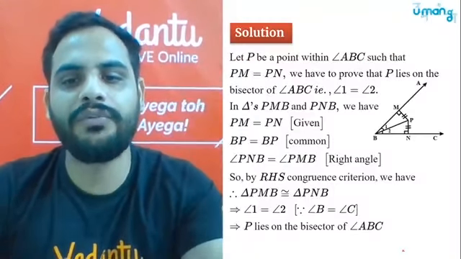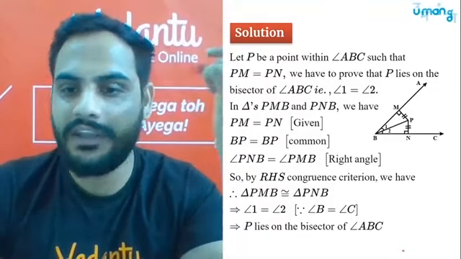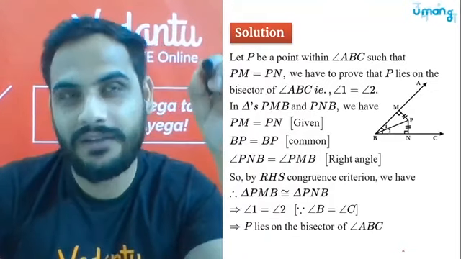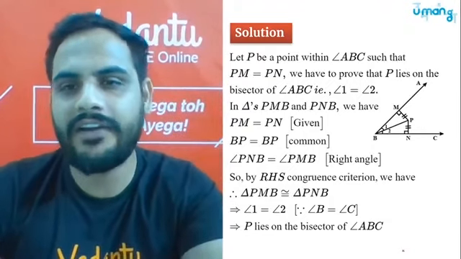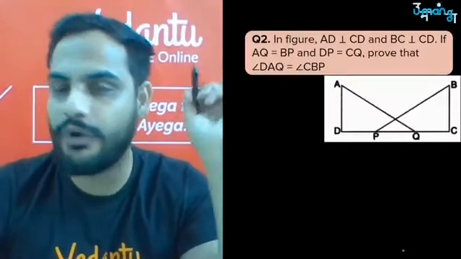So whenever you have to prove something equal, just focus that P should lie on the angle bisector. How do I prove that this line will be an angle bisector? If it divides the angle into two parts. Just focus on that thing.